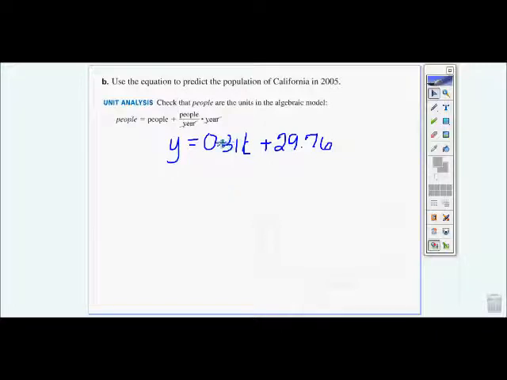And the reason I wanted to show you that was because the graph is going to show you that it could be graphed as a linear equation, which if we're graphing a linear equation, we're going to put it in slope-intercept form. So we're going to do a little reminder here. We haven't done this for a while of the unit analysis. So it says use the equation to predict the population in 2005.